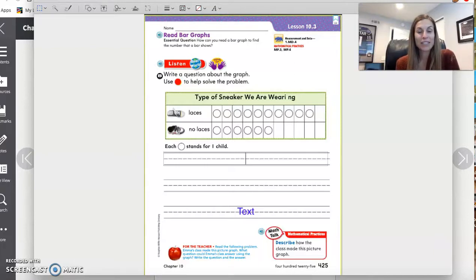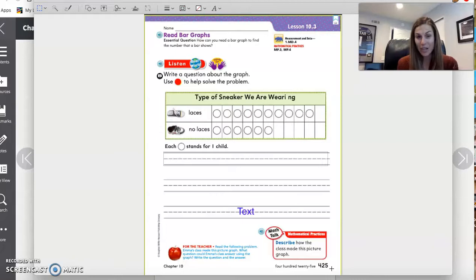Today we're going to be doing lesson 10.3. That is on page 425. So please grab your workbook so that you can do your math right along with me. Again, we're on lesson 10.3. We did move on from chapter 9. We only spent that week on time. We are hoping to come back to chapter 9, but right now we are again on chapter 10, lesson 3.